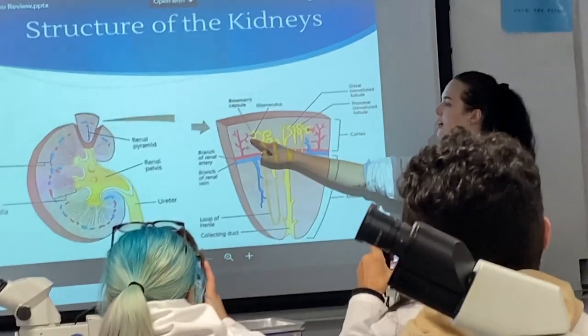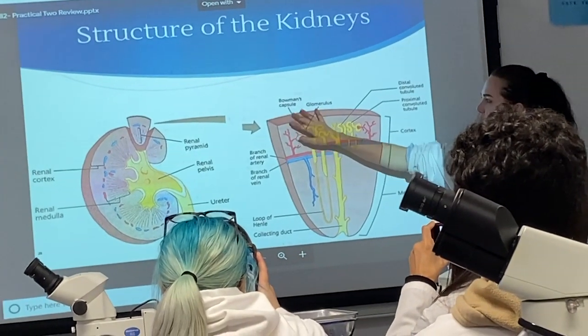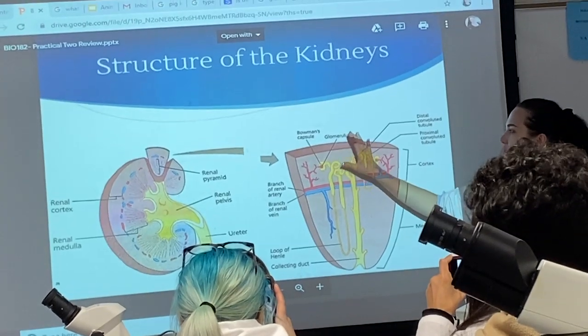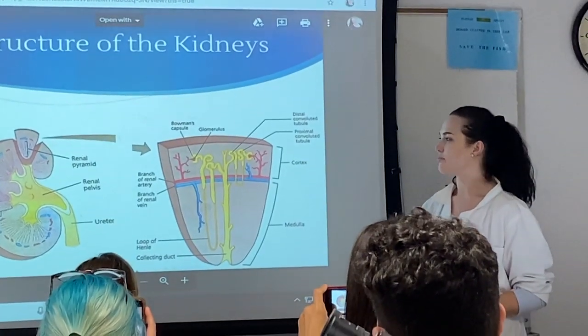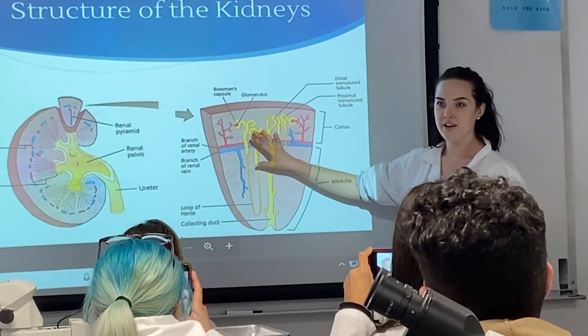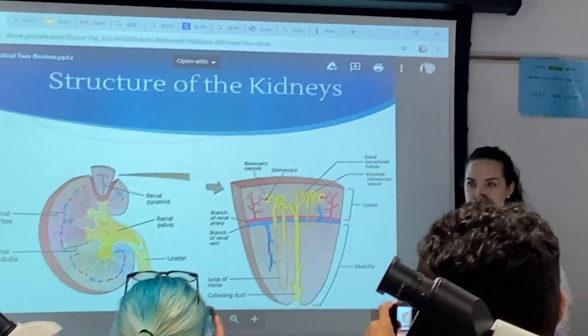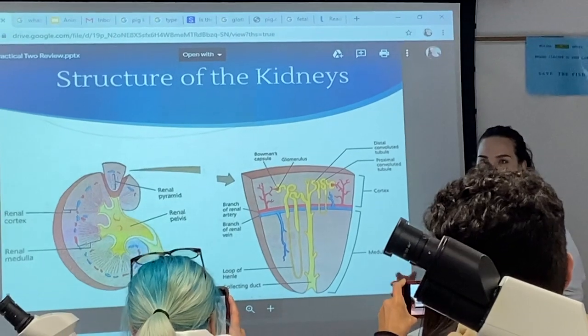And we start here at the glomerulus, which is surrounded by Bowman's capsule. The glomerulus is the actual filtration unit. Also, this whole thing is called a nephron, and we have millions of them in the kidney, right? At least a million, if not more.